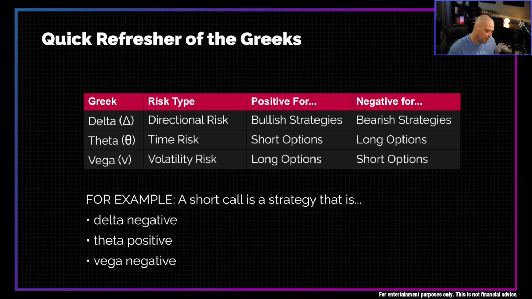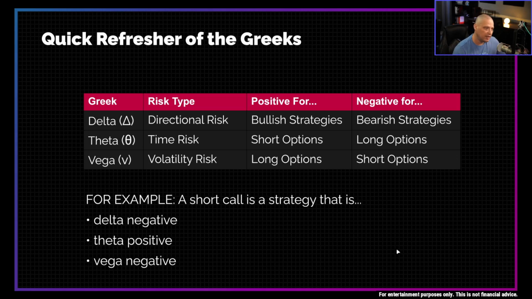So what I want you to do, especially if you're new to options trading, you're trying out all these various option strategies because there's so many of them out there, but have you ever really stopped to think what the ramifications as far as delta, theta, and vega for any of these strategies that you're trying out are? For example, a short call, and this is an easy one because it's just one option. What is a short call? Well, a short call is delta negative because it's bearish, it's theta positive because it's a short option, and it's vega negative, once again, because it's a short option.